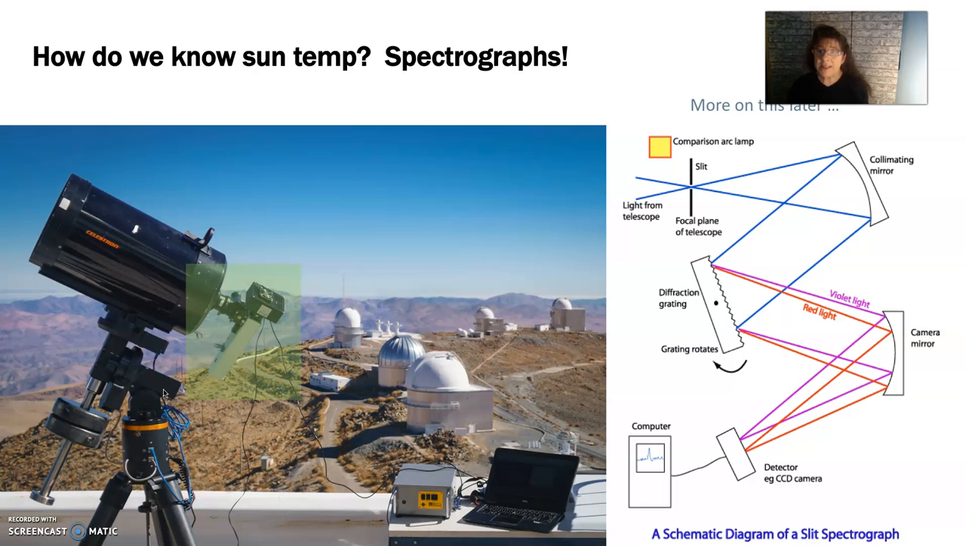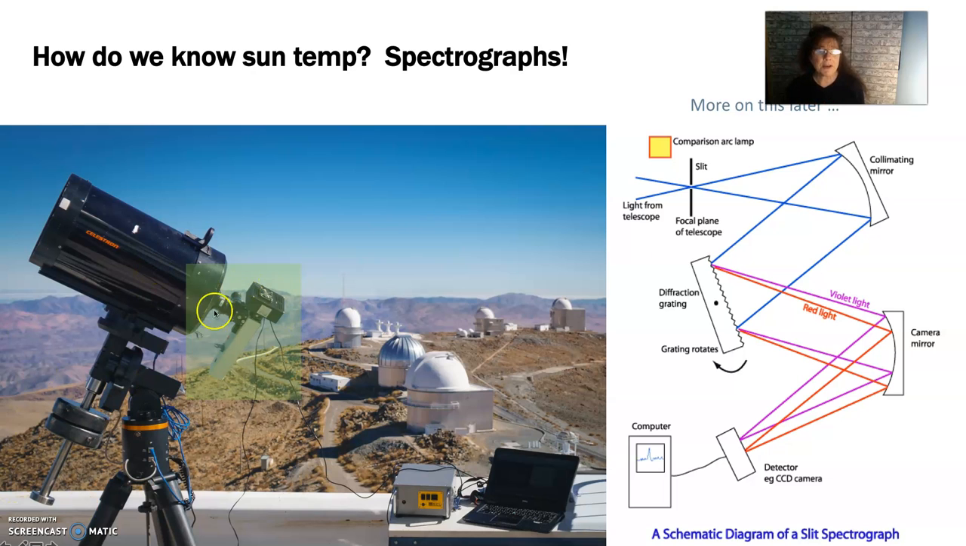Well, we know about these temperatures from spectrographs. We're going to talk a lot more about that because spectrographs not only tell us about temperature, but they tell us about the composition of the sun and of its emissions. And they also tell us about the movement of plasma and gases on the sun, and on other stars. But let's start with the temperature and the spectrograph.